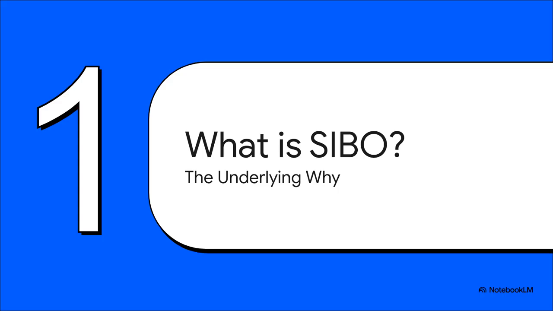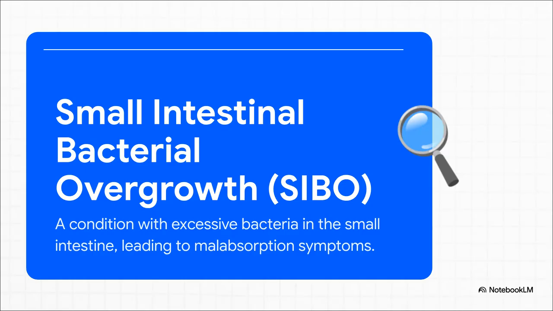So what exactly is SIBO? Well, when you boil it all down, it's really just a problem of having too many bacteria in the wrong part of the gut. It's like a party happening in a room that's supposed to be a quiet library. So let's get into the why behind it. Here's the main idea. SIBO happens when bacteria that should be hanging out in the colon decide to move upstream and set up a huge colony in the small intestine.